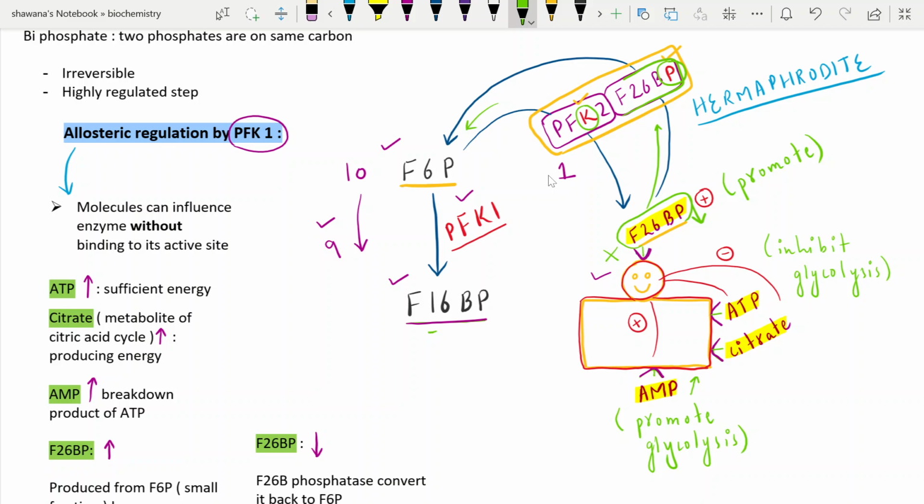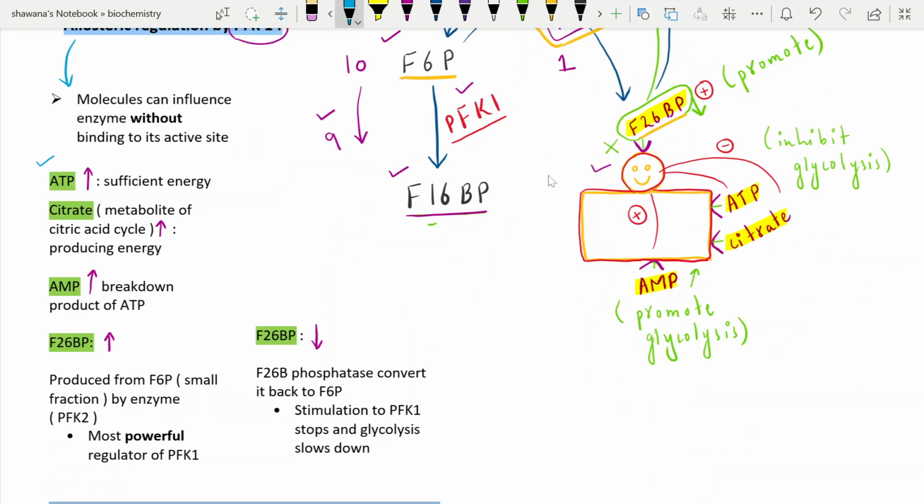Let's read about it. First of all is the ATP. When there is sufficient energy, we don't need glycolysis, right? So it's an inhibitor. When there is enough citrate, it's a metabolite of the citric acid cycle, so we do not need glycolysis because enough citrate is present. When there is AMP, it means that AMP is the breakdown of ATP, so it means that the ATP level is low somewhere inside the cell, so we need glycolysis.